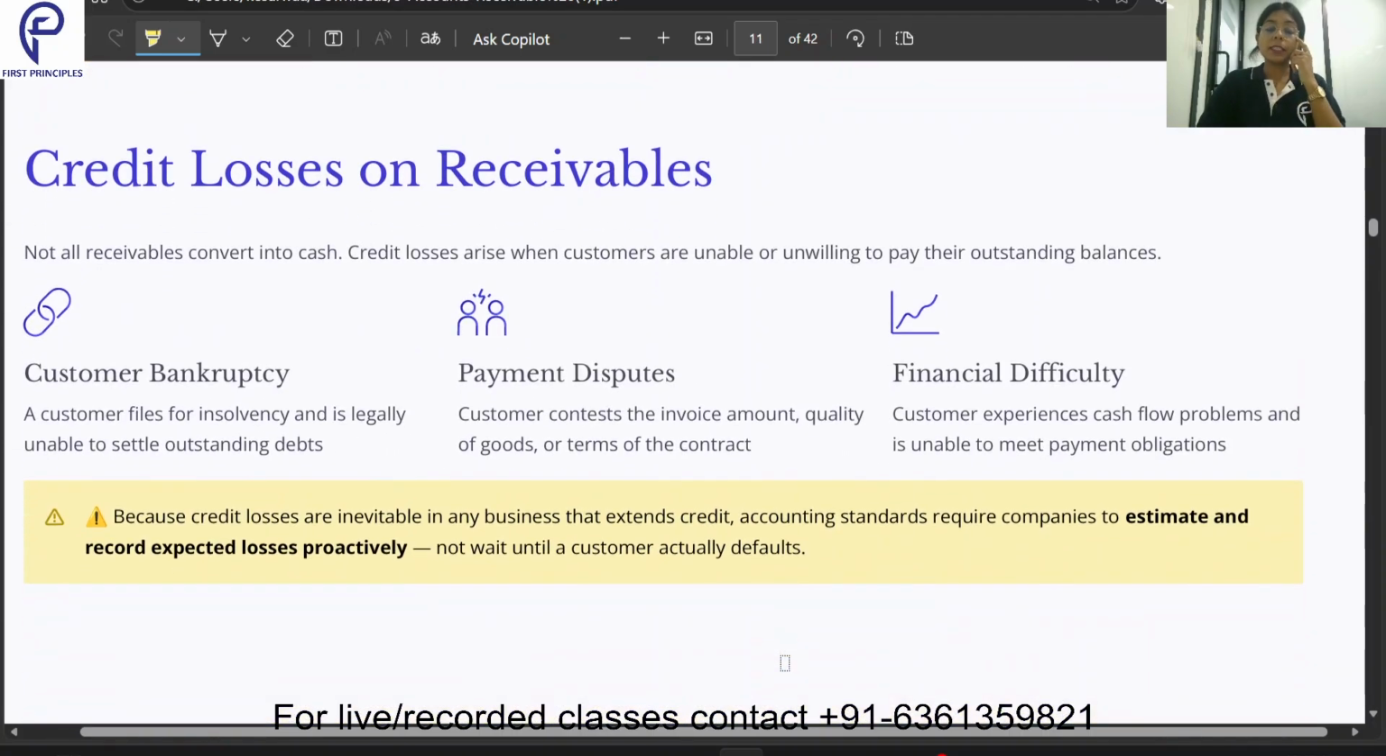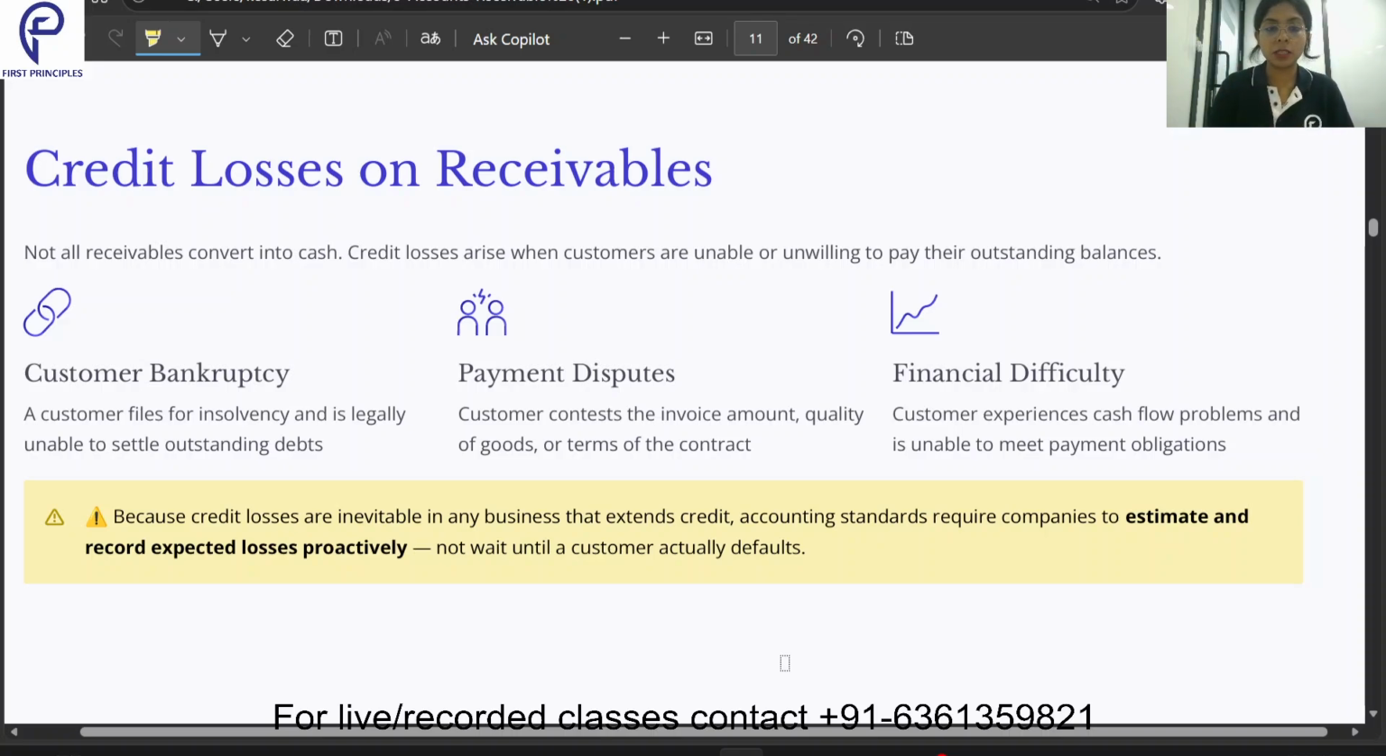Coming to the credit losses on receivables. Credit loss means what? When the customer is not going to pay us, when the customer doesn't have sufficient money. So when can we record the credit losses? Credit losses will be in three scenarios. Scenario 1, when the customer has become bankrupt, they have become insolvent, they don't have any money left with them, so they are dissolving their business. In that case, that is termed as a customer bankruptcy and it will be recorded as a credit loss.